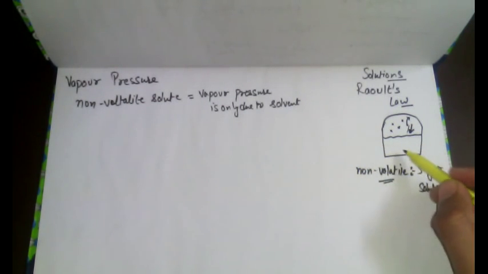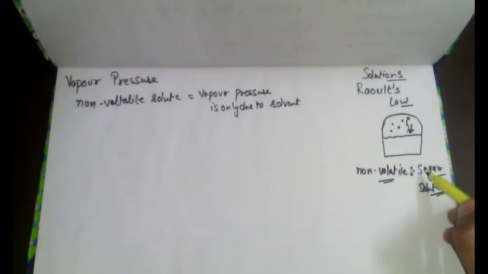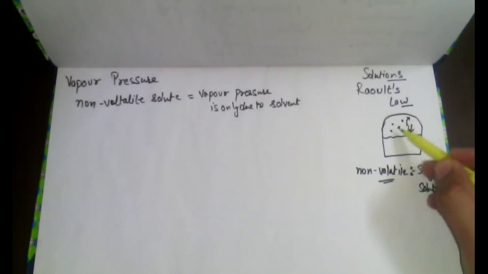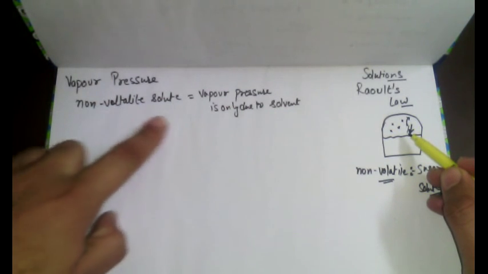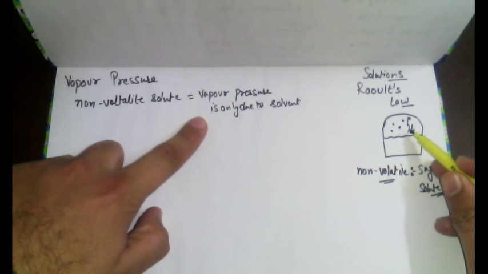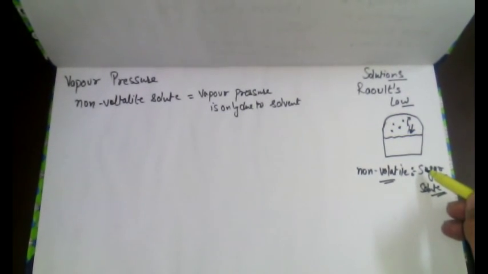What does volatile mean? A substance is volatile means the substance will have the tendency to evaporate itself. Water has the tendency to evaporate itself, so we say that water is a volatile substance, while sugar is not. Sugar is a non-volatile substance. So when there is a non-volatile solute, vapor pressure is only due to the solvent; there will be no participation of sugar in vapor pressure, because sugar particles do not evaporate. So overall vapor pressure is due to the solvent.